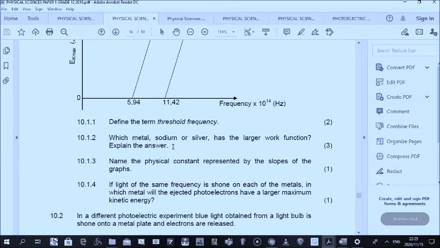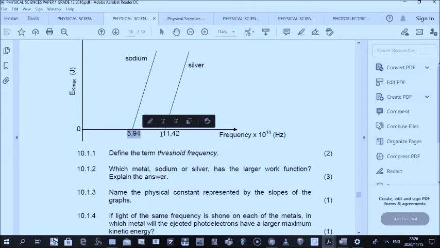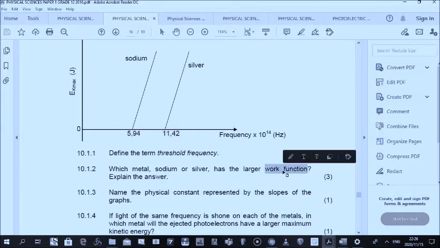So now, which metal, sodium or silver, has a larger work function? If we look at these values here, we see that sodium has a lower frequency than silver. And remember, we said energy and frequency are directly proportional according to the electromagnetic spectrum. Work function is an energy value. So if work function is an energy, and silver here has a higher frequency, so silver should have the higher work function.